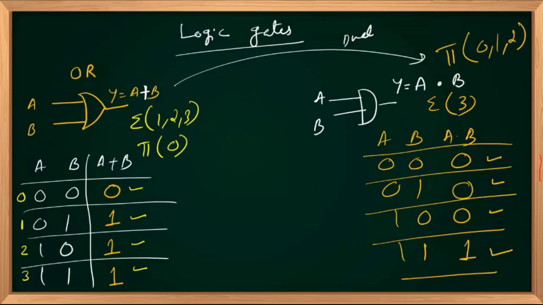Properties of AND gate: min terms of AND gate. How many min terms? Only one min term for AND gate. How many min terms for OR gate? Three min terms. How many max terms for AND gate? Three max terms for AND gate, right? How many max terms for OR gate? Only one max term for OR gate. Clear? The expression is A dot B, with its min and max terms.